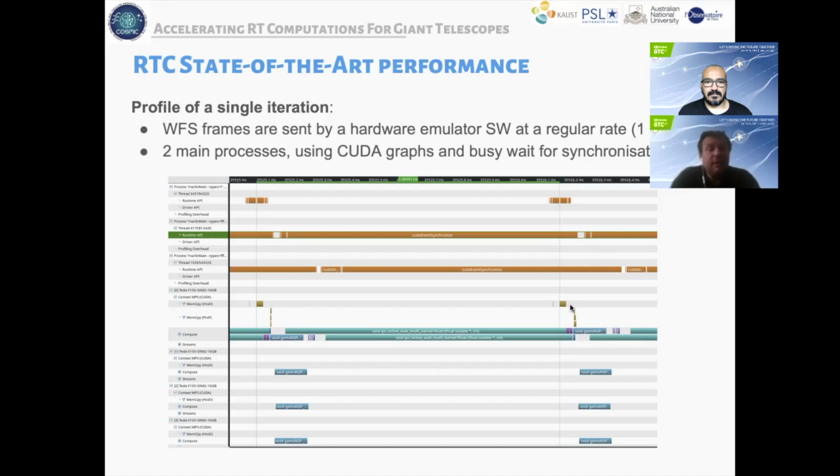And we have an additional process that is performing the matrix vector multiply. The matrix vector multiply is distributed over 4 GPUs, while the pixel processing pipeline is running on a single GPU. We are using CUDA graphs to schedule efficiently our jobs. And we use what we call a busy wait strategy to synchronize between pixel data acquisition and the 2 processes that are running to perform this pipeline.